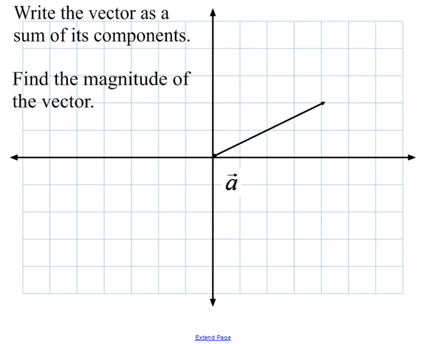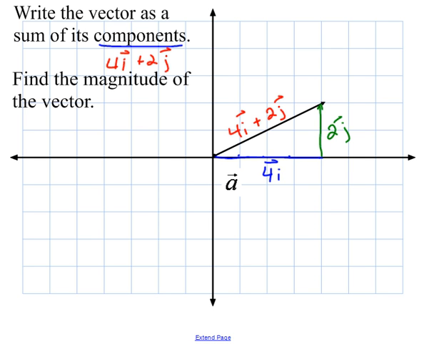Next question says, write the vector as a sum of its components. Find the magnitude of this vector. Okay, so remember, first of all, let's find the components. So I need to figure out, well, how many units did it go right or left? And it went 1, 2, 3, 4 units to the right. So that's going to be positive 4I. And it went 2 units up. So that would be 2J. And so if you add them together, you would just write 4I plus 2J. And that's the answer to this question right here.